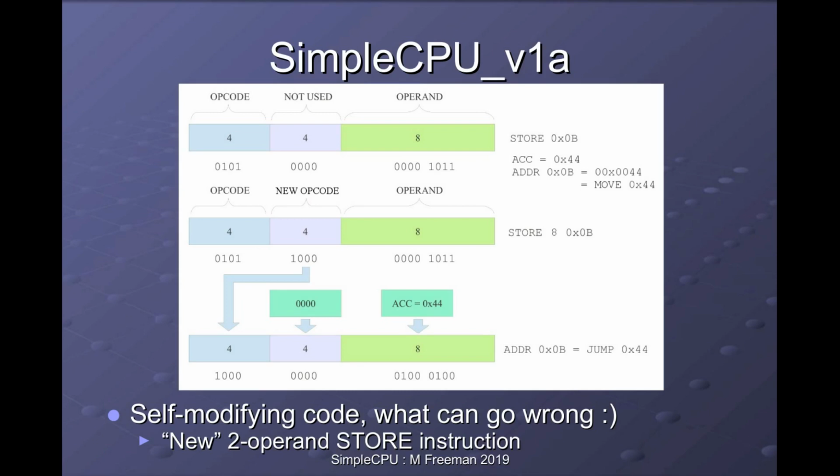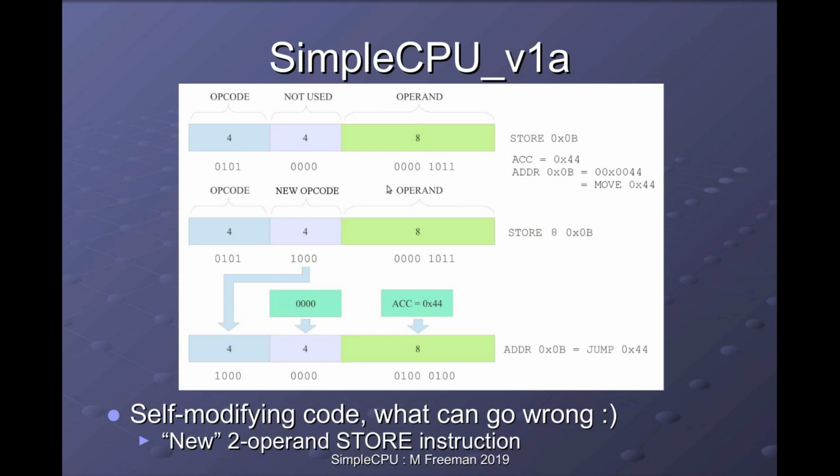However, to allow us to do this, we have to have the ability to change all 16 bits. And as we saw previously, we can only change at the moment the lower 8 bits when we do a store instruction. So this is our store instruction. We have a 4-bit opcode field, 4 bits are unused, and an 8-bit operand field, which contains the address that I want to write to. Therefore, rather than just encoding zeros in this unused bit field, I've actually used it to store a new opcode value.